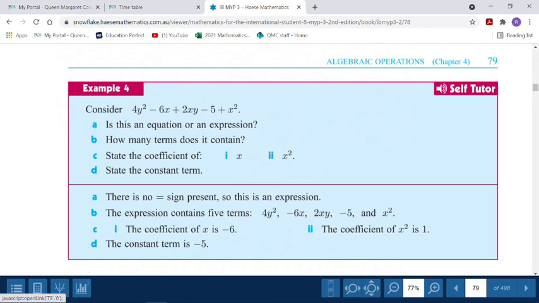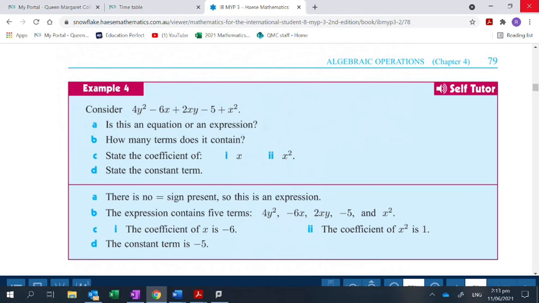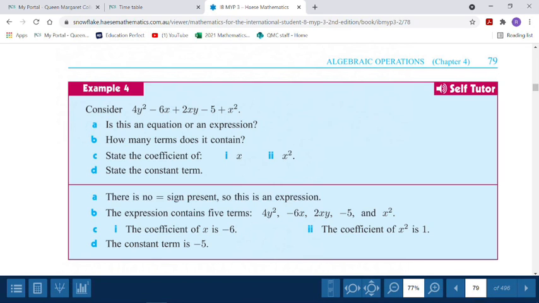Consider this algebraic thing. Is it an equation or an expression? Why? No equals symbol. There you go. How many terms does it contain? Now remember, we haven't talked about this, but you can tell how many. You can always tell where one term stops and the next one begins when you see the front of it. And what's the first part of every term? There you go, the sign.